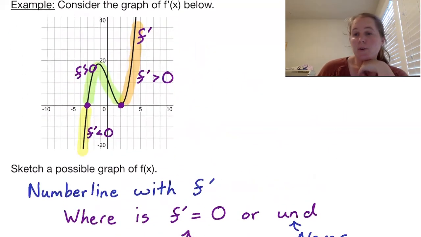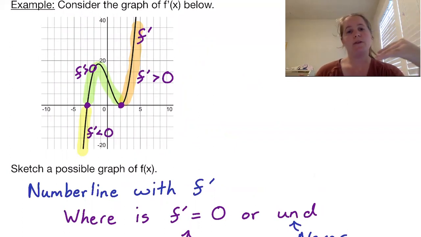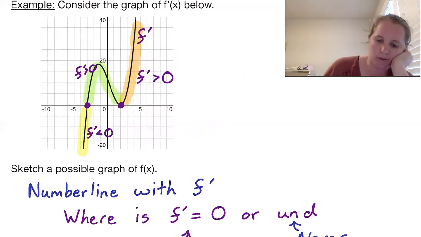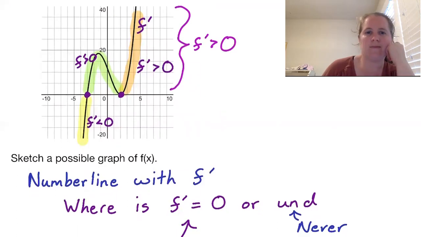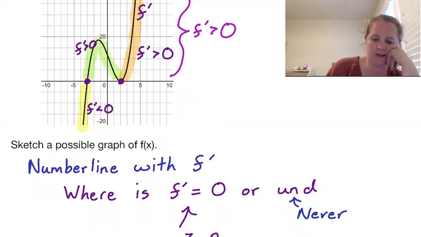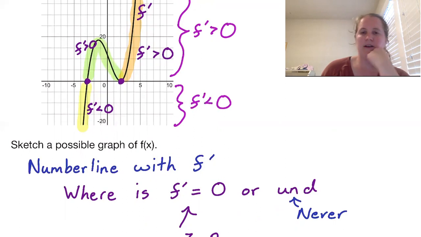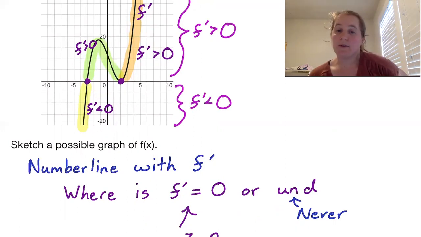Here we're not looking for where this graph is going up or down. We're solely looking for where it is above the x-axis and where it is below. So essentially, anything up here is f prime greater than 0. Anything down here is f prime less than 0. F prime is our y value in this graph.